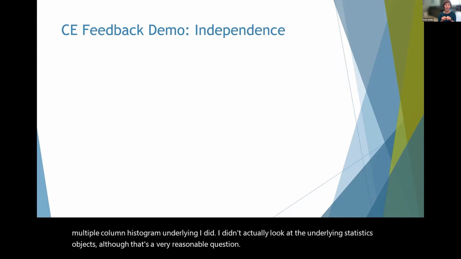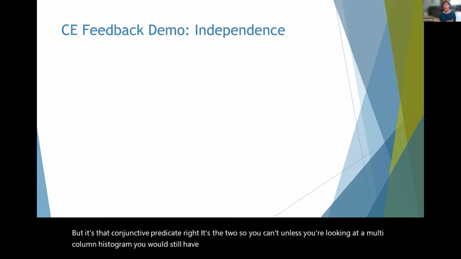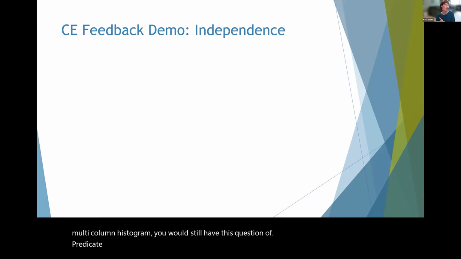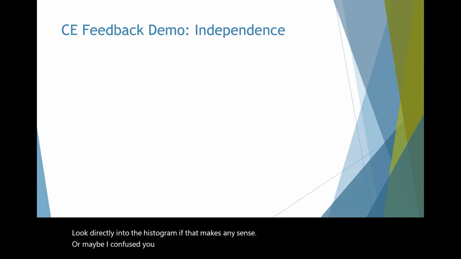But it's that conjunctive predicate, right? It's the two. So unless you're looking at a multi-column histogram, you would still have this question of predicate equals constant and predicate equals other constant. And that's harder to look directly into the histogram, if that makes any sense. Maybe I confused you more. I think you did great, because you ultimately answered his question, right?